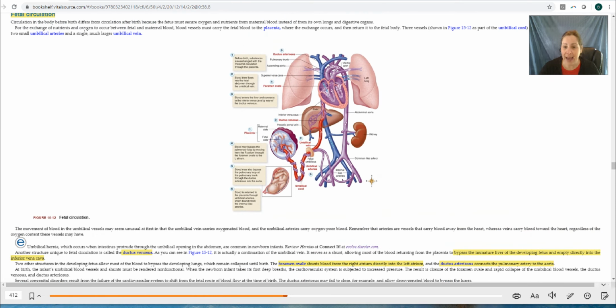Then, of course, mom is going to deliver that placenta as well as the baby. And all of those other structures that mom grew are now gone as well. Pretty miraculous system.